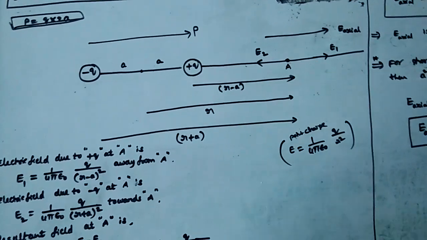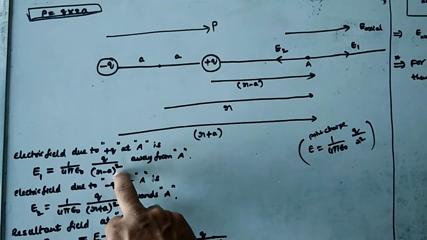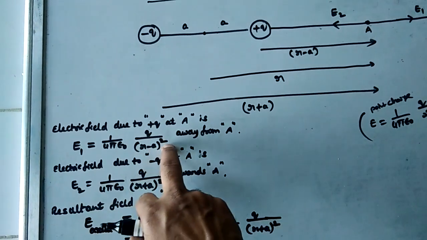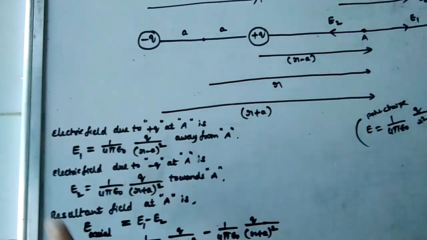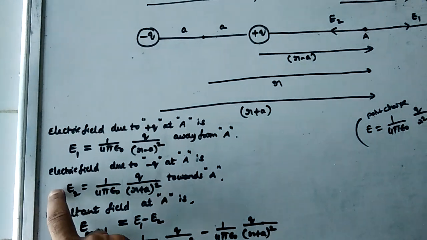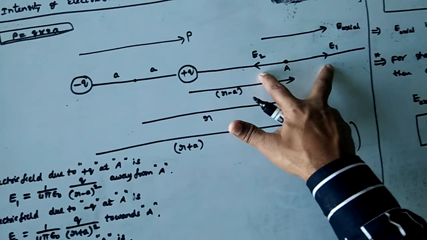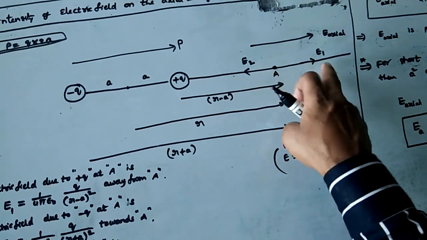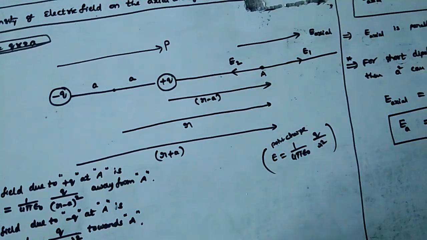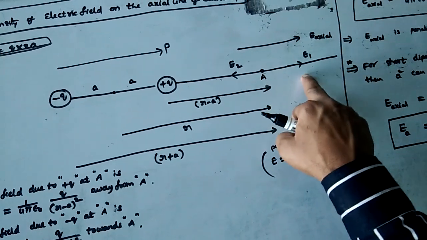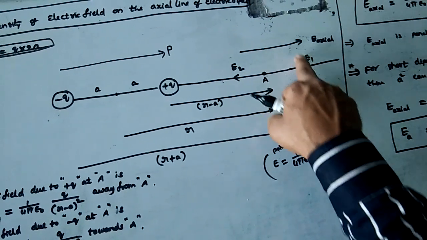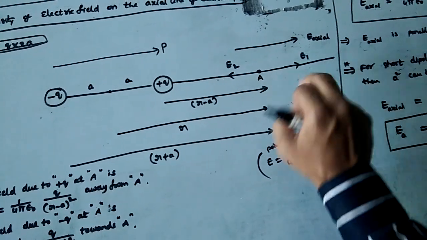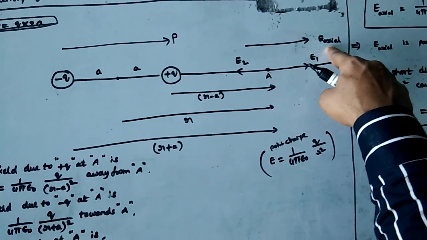Who is more, who is less? Check it. For R minus a the distance is less, so automatically the electric field will be more. E1 will be more. For R plus a the distance is more, so E2 will be less. That is why, while finding the resultant, we subtract the more value minus the less value. E1 is more, E2 is less, so the resultant will be in the direction of the higher value, the direction of E1. This is named the electric field on the axial line.